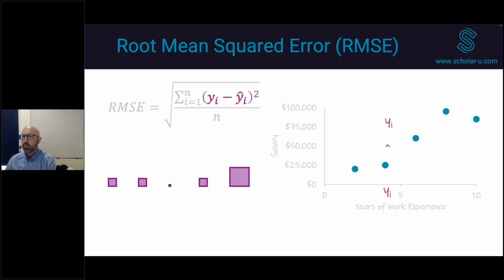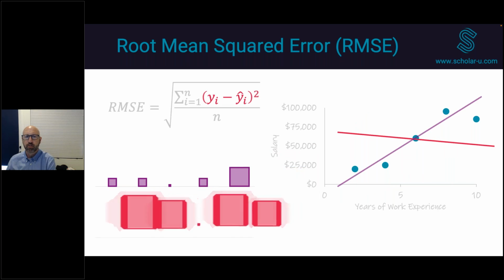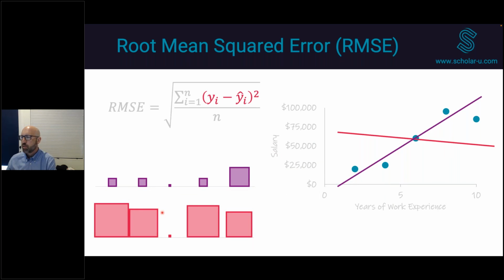Now I can do the same thing with the red line. So you can see that there is a difference between the data point on the y-axis and where the line is. And that difference, I can now square it and move it here all the way to the left as well. So that's the first part of the expression. The second part is I'm going to add them all up and divide them by n.